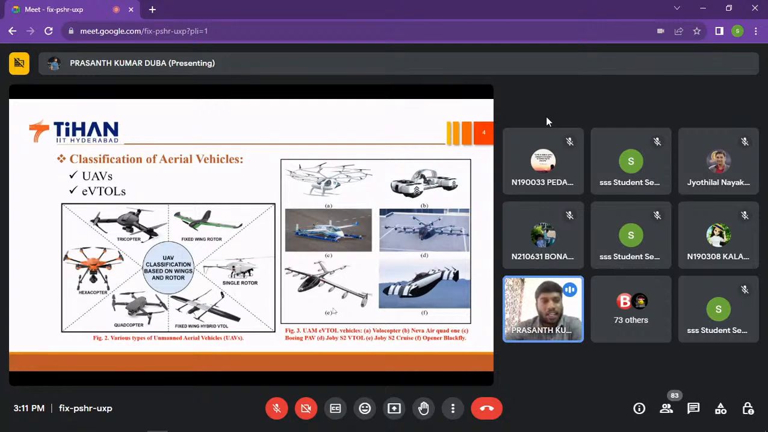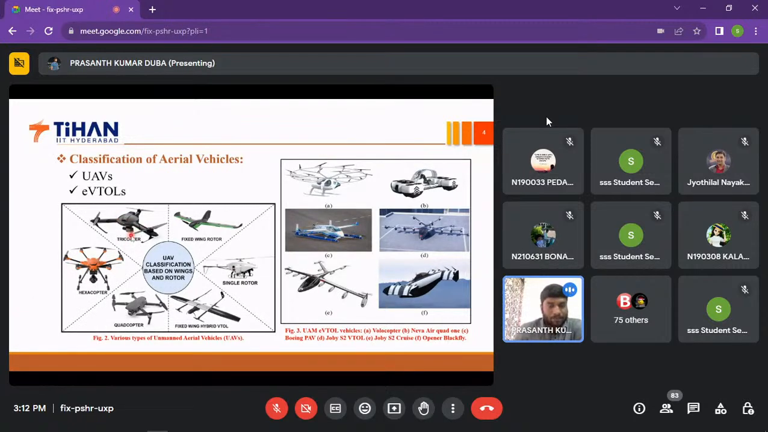So if I say aerial vehicles, I can classify them as vertical takeoff and landing vehicles and also normal air vehicles. People have already heard about this passenger carrying vehicle, which is called PAVs. If you see in figure 2, we can also classify UAVs based on their wings and rotor structures. If you see the tricopter, it has 3 wings; this is the 3-wing structure.